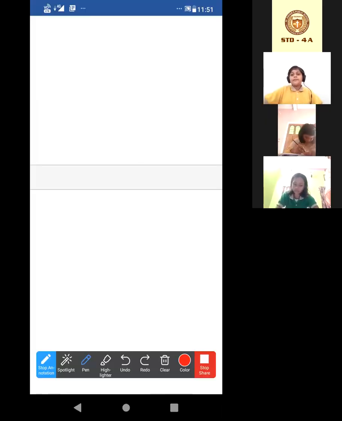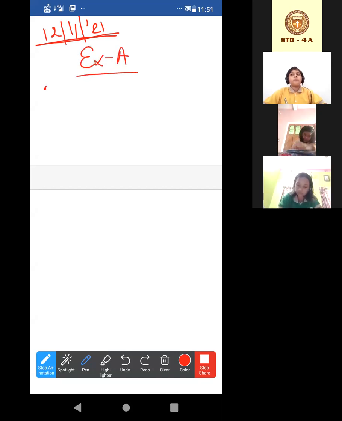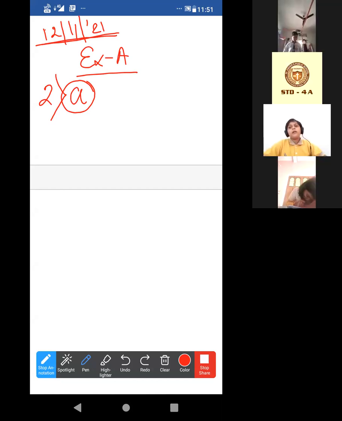Given, find the perimeter. Number 2A, put today's date first. Put today's date. Okay, exercise A. What is given? Find the perimeter of the triangle whose sides are given, you have the book.